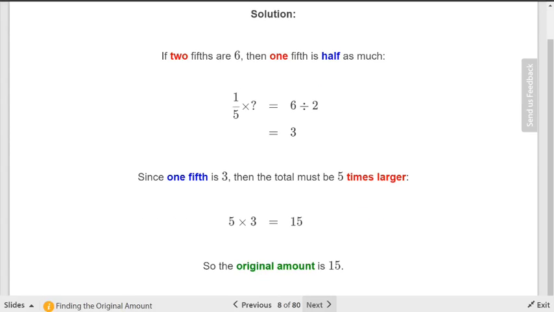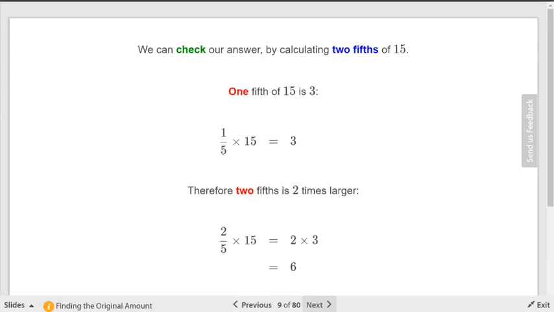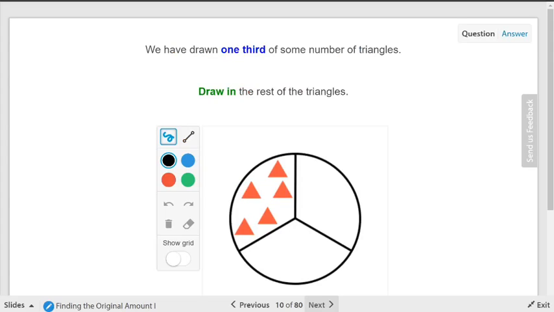There we go. And they show it, and they're doing the same thing we did. 6 divided by 2 gave them the 3. So that means it's 5 times larger, so 5 times 3 gives them 15. So the original amount is 15. And then they checked it by taking 2/5 of 15, which gives us the 6. Okay?